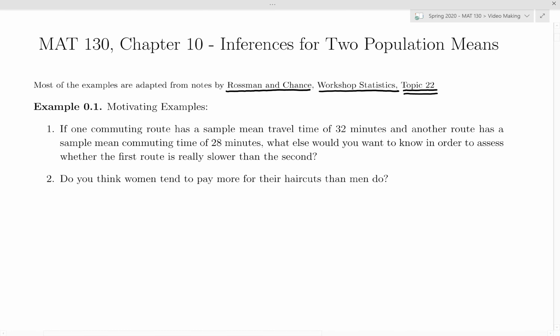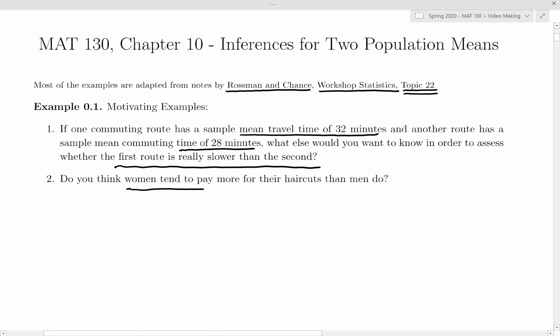The first one is we are looking at two commuting routes. One of them has a sample mean travel time of 32 minutes, and the other has a sample mean commuting time of 28 minutes. What we would like to know is how can we assess whether the first route is really slower than the second? So that's the first example. And the second example is, do you think women tend to pay more for their haircuts than men do?